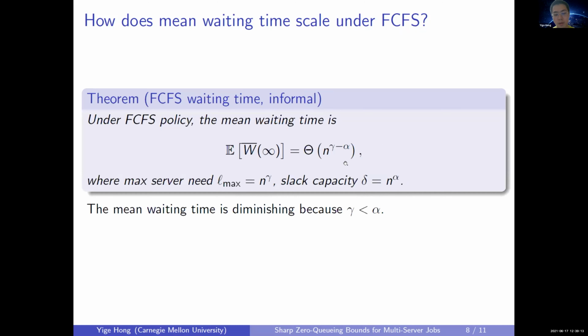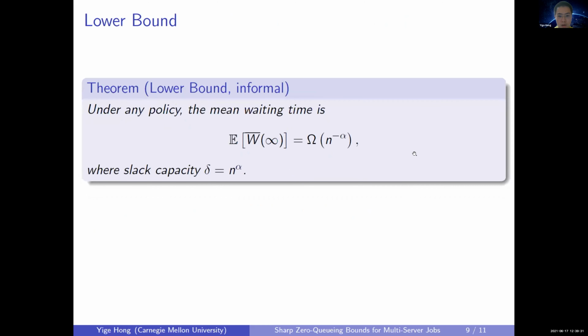Because we have assumed that gamma is less than alpha, the mean waiting time is indeed diminishing when n goes to infinity. However, when alpha and gamma are close, the rate of convergence is pretty slow. So can we do better? Our next result gives a lower bound that no policy can go beyond. It shows that the mean waiting time should be at least n to the power of negative alpha.